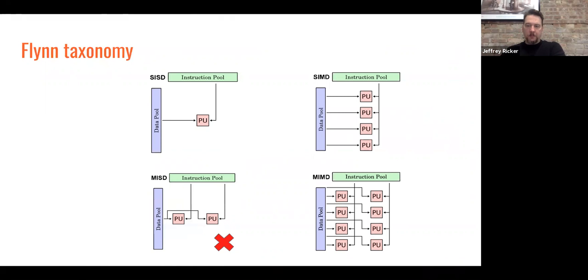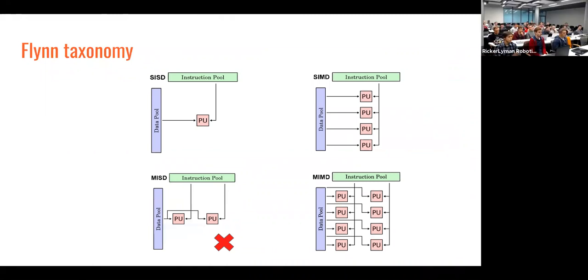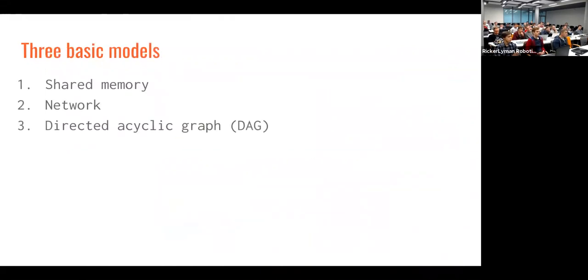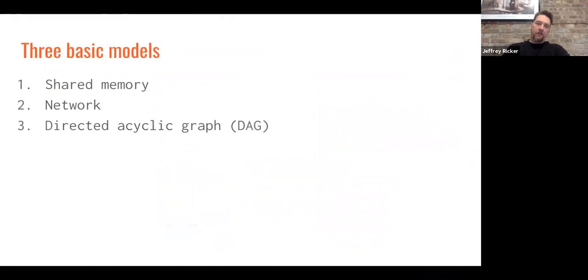So, although there are theoretically three ways to do parallel processing, really only two of them are used. And there are three basic models of doing this. There's the shared memory model, the network model, and the directed acyclical graph. Now the DAG we'll cover in the streaming lecture. So that's the one that we're not going to cover here today, but the other two we're definitely going to cover.